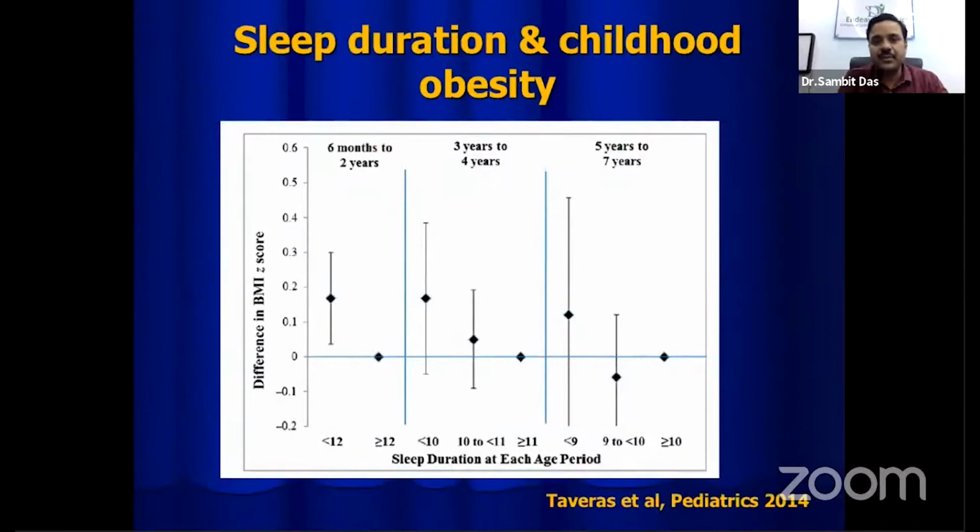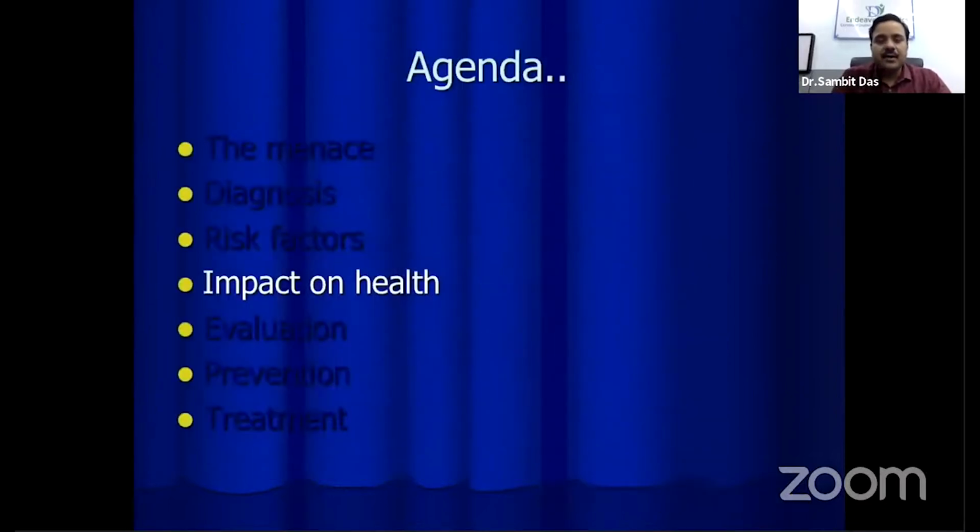Sleep duration is very, very important, and for each age group, if the sleep duration is suboptimal, then they tend to increase weight and they land up in childhood obesity. Coming to these are the risk factors we have discussed. Coming to the impact on health.